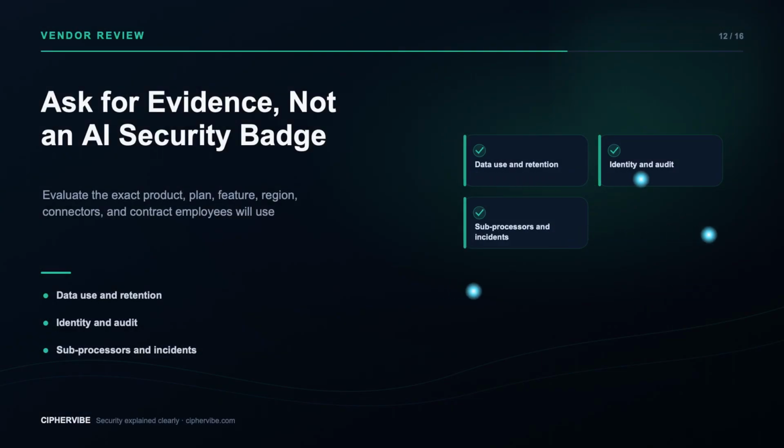Review the precise service configuration. Document data categories, processing purpose, retention, training settings, deletion, encryption, tenant isolation, identity controls, audit logs, administrator access, connector scopes, subprocessors, data regions, incident notification, export, and exit. A vendor's enterprise plan does not automatically cover a free account or a newly enabled feature.